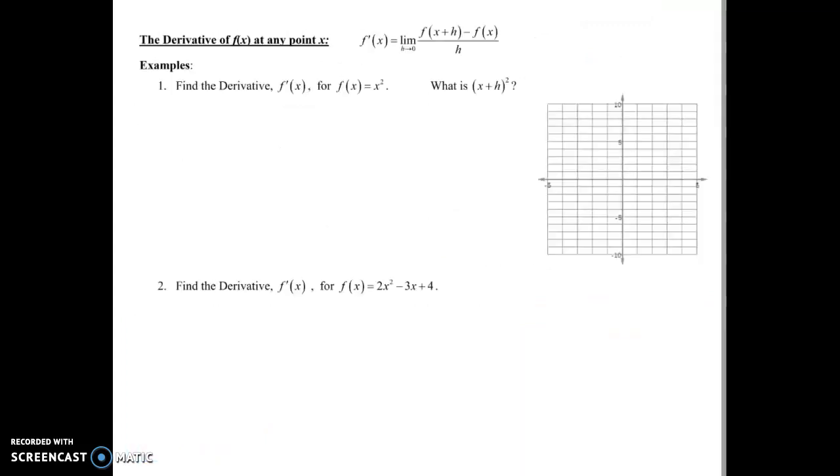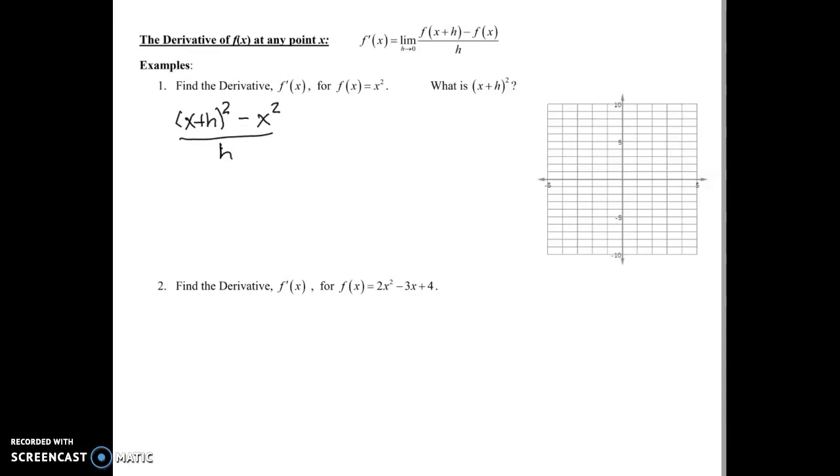Okay, so next page here, let's look at our first example. We want to find the derivative f prime of x for the function f of x equals x squared. From our definition before, we have to find the limit as h goes to 0 of f of x plus h minus f of x over h. So what we're going to start with is finding that average rate of change expression. I'm going to put x plus h in for x in x squared. So I have x plus h squared, minus x squared, over h.